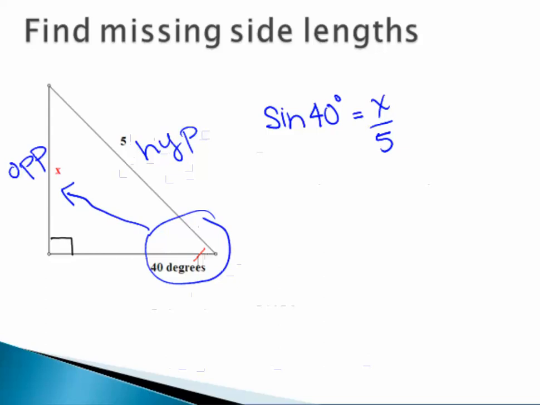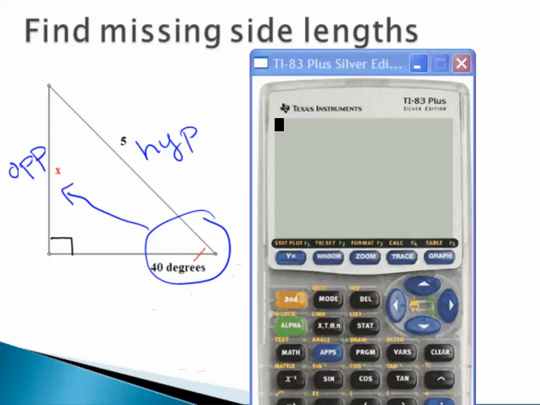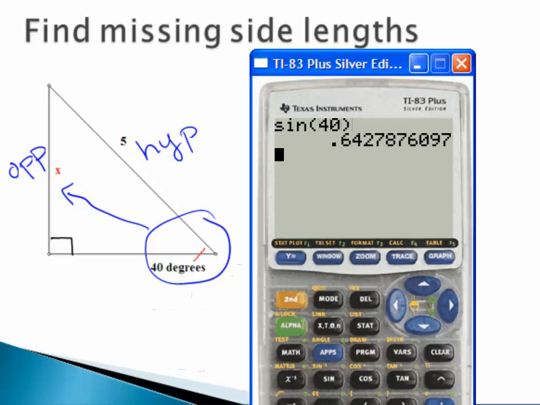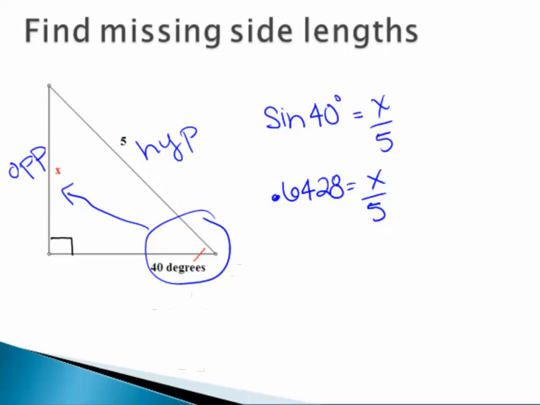Now we set up an equation using sine. Sine of our angle, or sine of 40 degrees, equals opposite, or x, over hypotenuse, 5. Here's where you need your calculator, or again, the table of ratios, because we need to figure out what the decimal equivalent is of sine of 40. On this calculator, I'm going to type in sine 40, and then hit enter. That's the decimal that we need to know. So from our calculator, we know that the sine of 40 is equal to 0.6428.